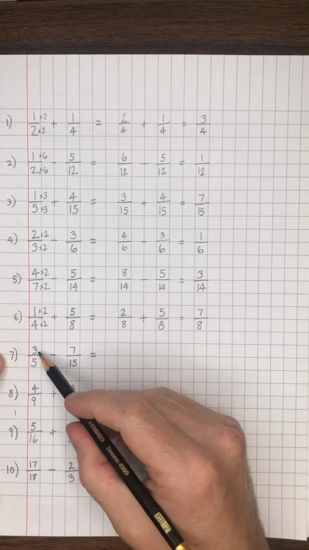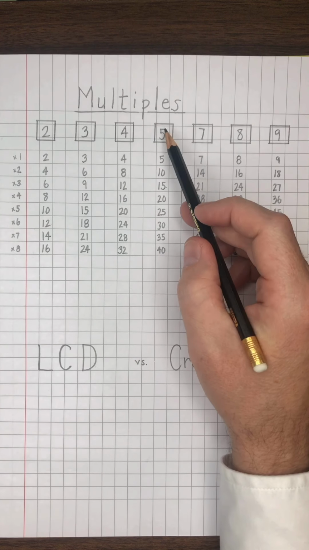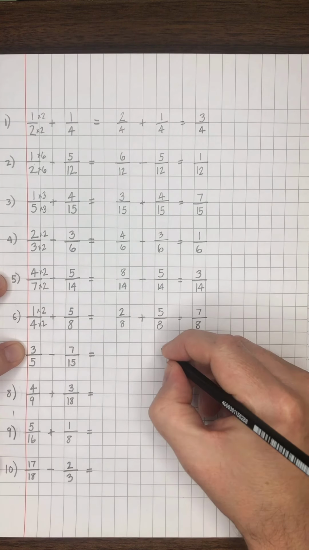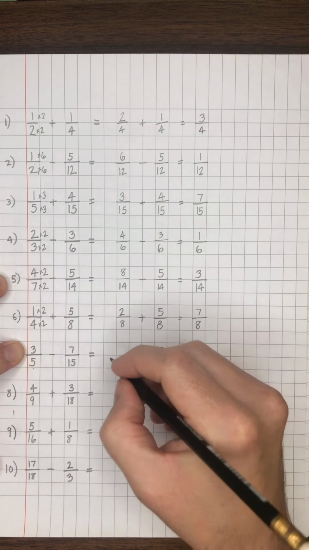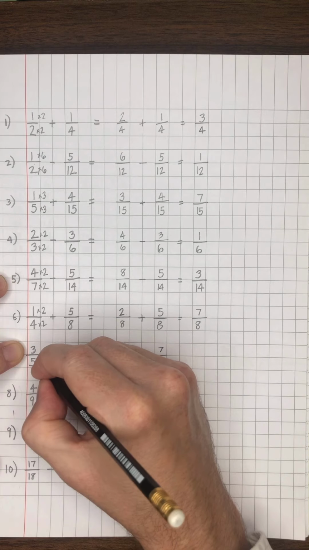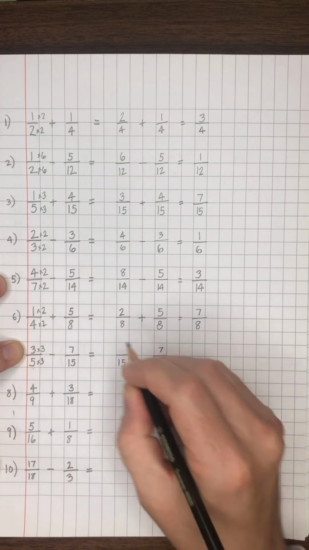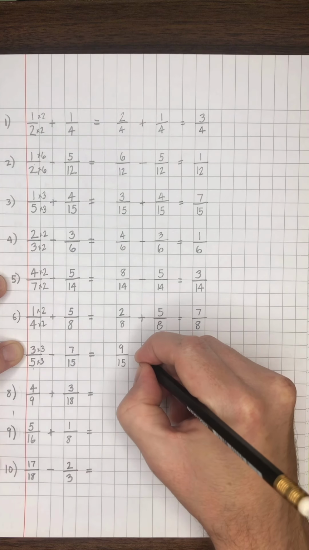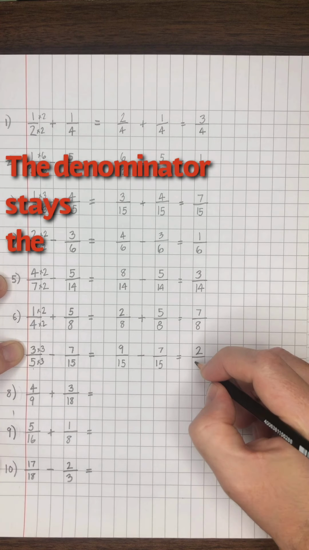Question 7. 3/5 minus 7/15. 15 is a multiple of 5. So we do not need an equivalent fraction for this one. We do for 3/5. We want the denominator to be 15, so they are similar. We know we must multiply by 3 to get the denominator there. Whatever we do to the denominator, we must do to the numerator. 3 times 3 is 9. This is a subtraction problem. 9 minus 7 is 2, and the denominator stays the same.